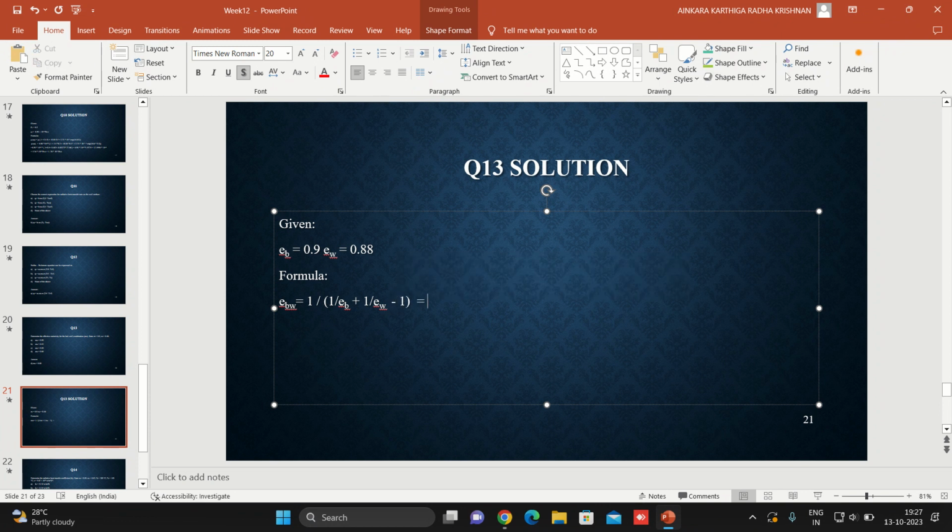So we are substituting all the known things in this particular equation. 1 by 0.9 plus 1 divided by 0.88 minus 1. So what are we getting? We are getting it as 0.816. EBW we are getting it as 0.816. If you want, just check.